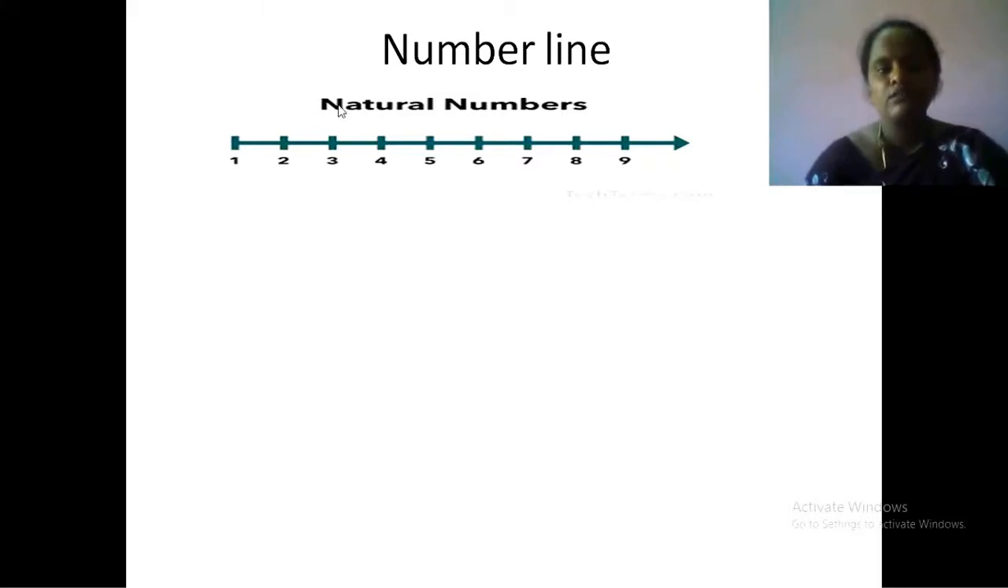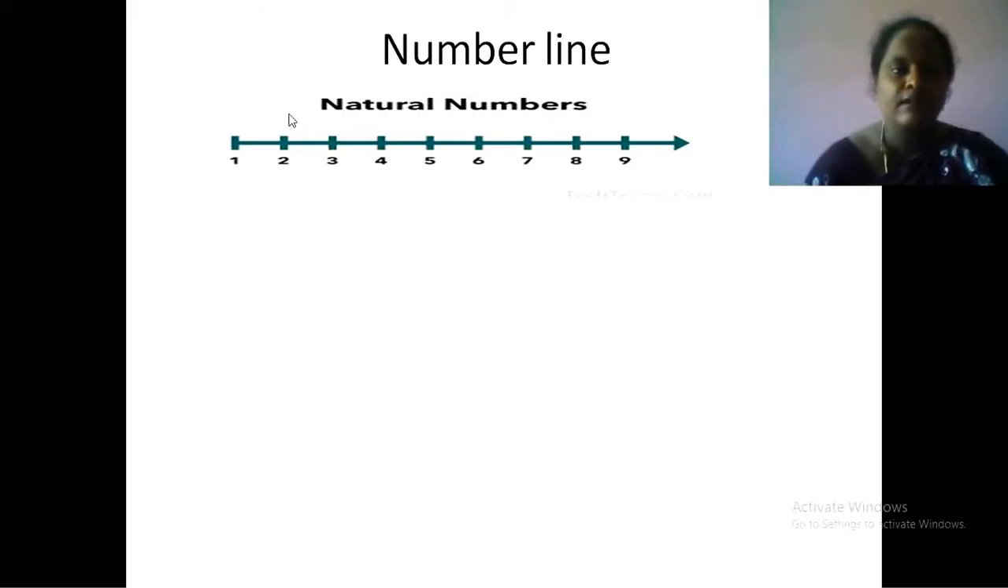So 1 is added to 2, we get 3. If we add 1 to 3, we get 4. Like this numbers continue 1, 2, 3, 4, 5, 6, 7, 8, 9 and so on. So here if we see this one, we are saying it as number line, but it is not a number line. Line means both side arrow marks will be there.